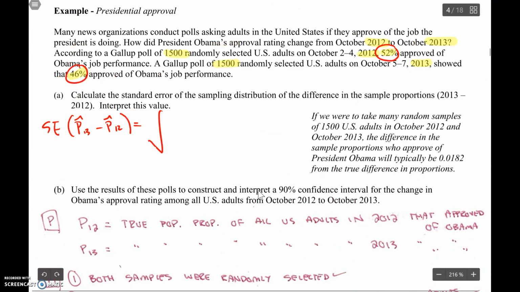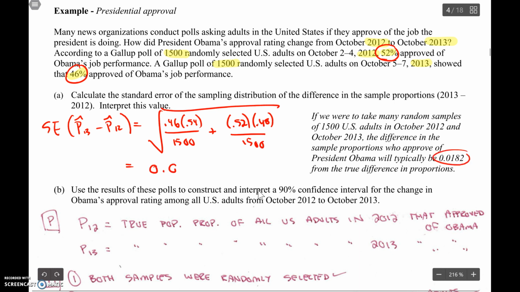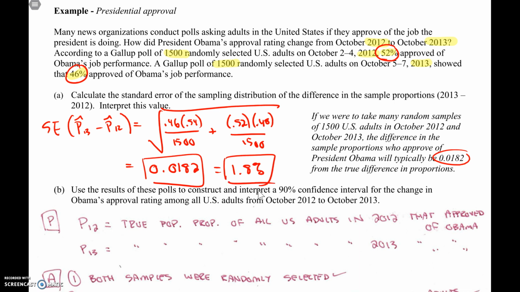So that's going to be, in 2013, that was 46%, times the complement, which would be 54%, over 1,500 people, plus 52% times 48% for 2012, over 1,500 people. Type this in your calculator, you'll get this value here, 0.0182, also known as 1.8%. And again, how do we interpret that value?